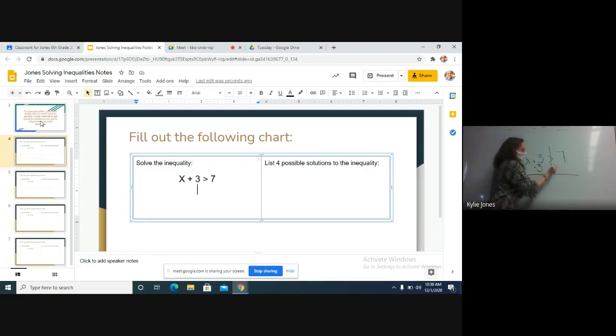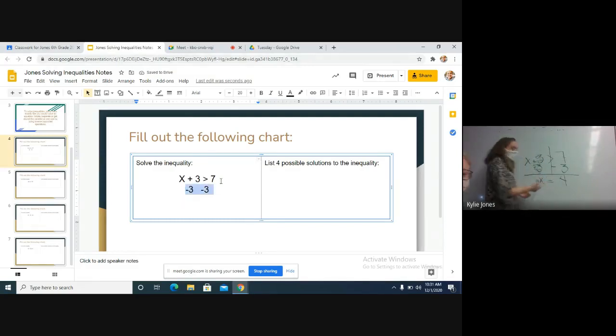Okay. Why do they cancel out each other? Because they're opposites. If I have $3 and I spend the $3, what am I left with? I just have nothing, right? That's why it works to cancel it out every time. 7 minus 3 is 4.